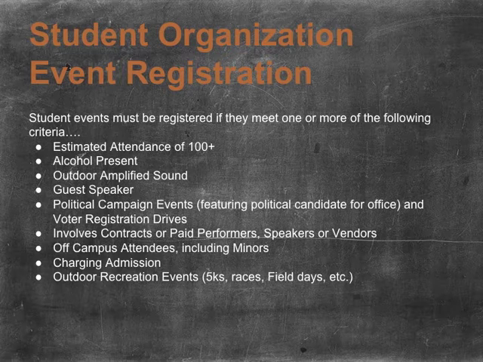The required criteria are an estimated attendance of more than 100 people, the presence of alcohol, outdoor amplified sound, a guest speaker. Your event is a political campaign event featuring political candidates for office and/or voter registration drives. Your event involves contracts or paid performers, speakers, or vendors. You have off-campus attendees, including minors. Your event charges admission, and if your event is an outdoor recreation event, for example, 5Ks and races.